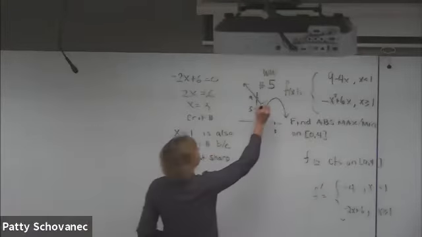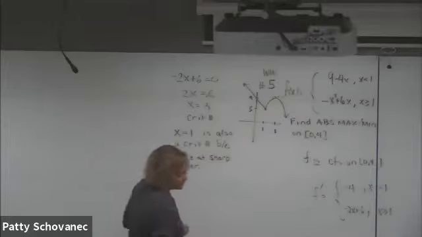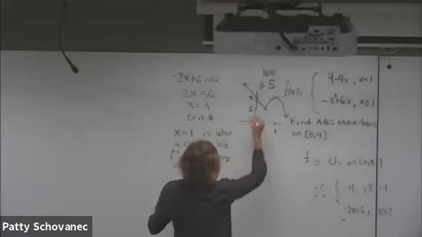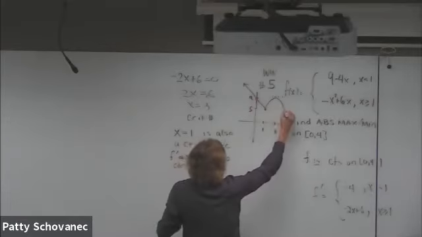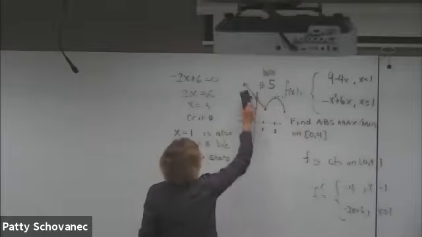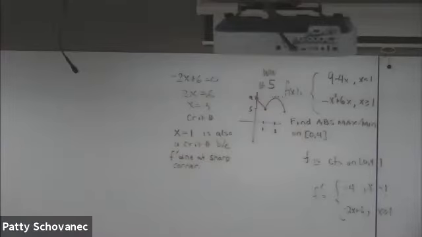So x equals 3 is going to give us a critical number. The sharp corner is going to give us a critical number. And then we're going to cut this off from 0 to 4, so in here and here. We'll find those y values and see which one is tallest and which one's the shortest.